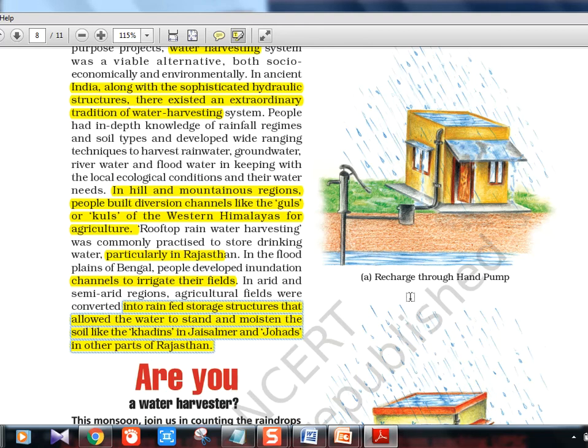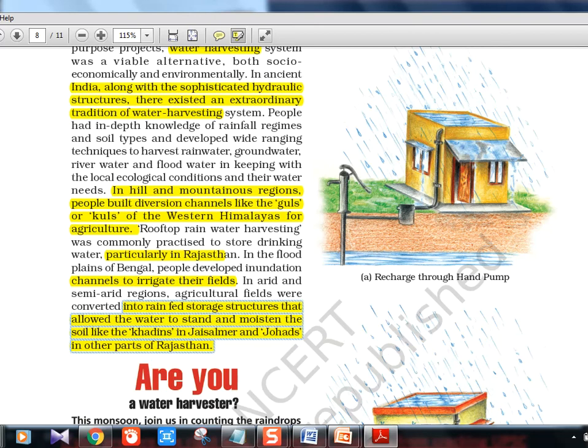Okay, the rooftop water is saved, and then it comes like this and is stored like this, recharging the groundwater, you can say. This is the hand pump. So here groundwater is recharged by whatever is saved from the rainwater. This is a very good method for rainwater harvesting.